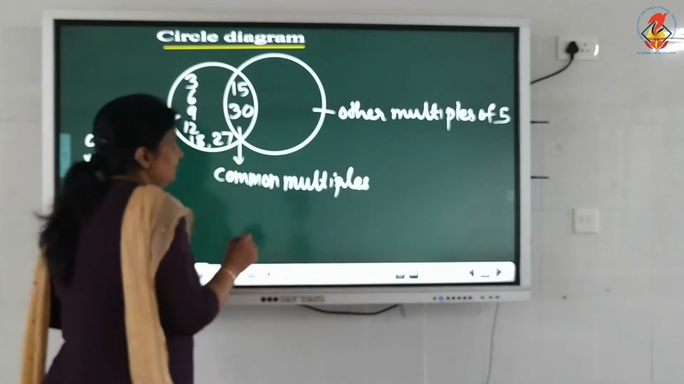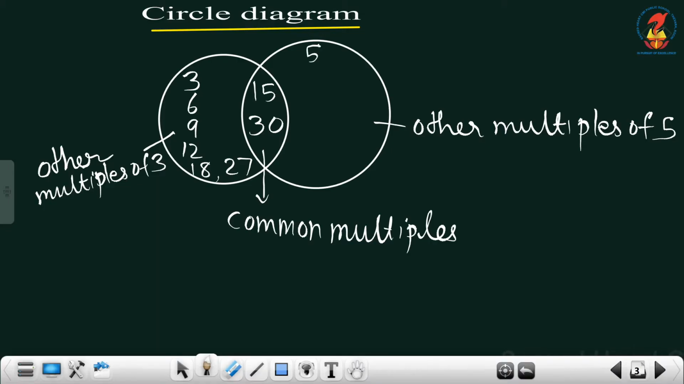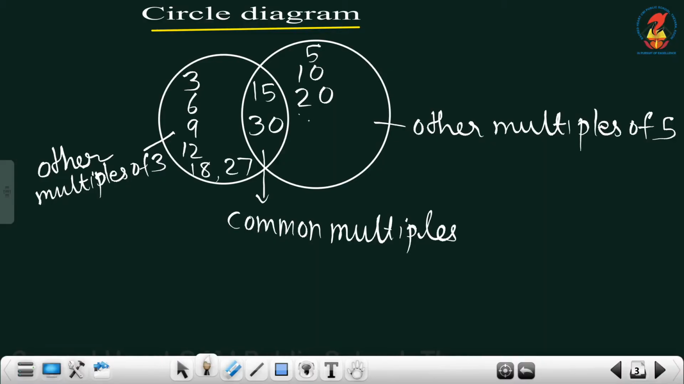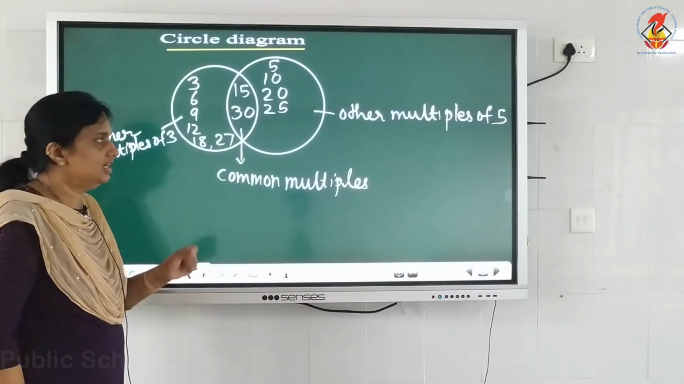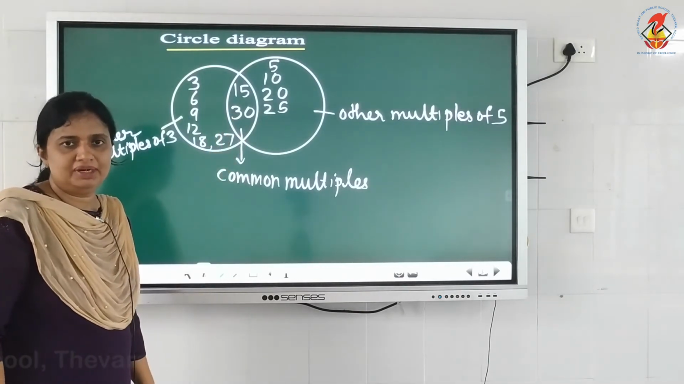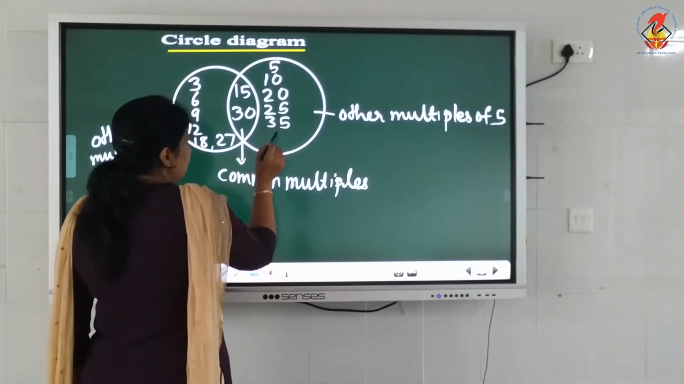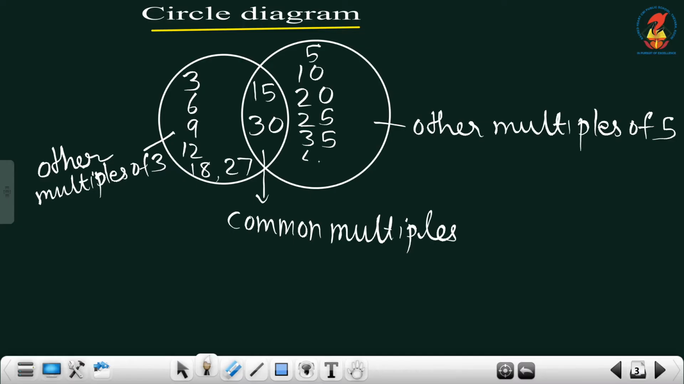Then multiples of 5. Next multiple is 10. 5 threes are 15. I don't want to write it here because 15 is in the common multiples, right? And the next multiple is 5 fours are 20. Next one is 5 fives are 25. But next one, 5 sixes are 30, that is also in the common multiples. The next one is 5 sevens are 35. 5 eights are 40. And 5 nines are 45, and the last one is 5 tens are 50.